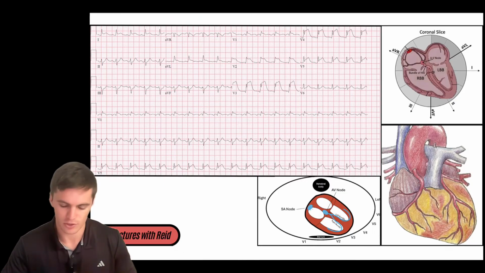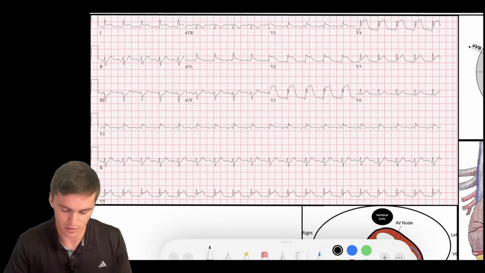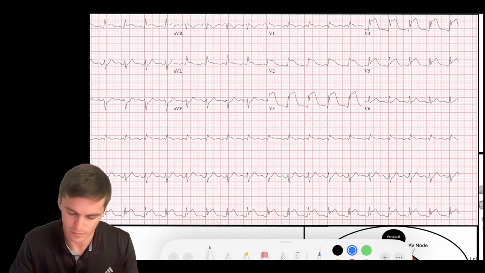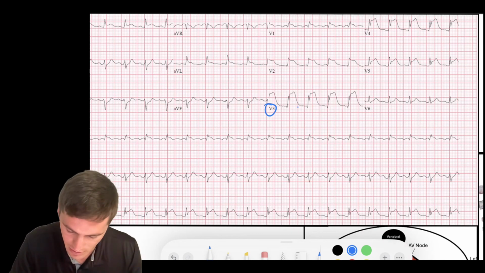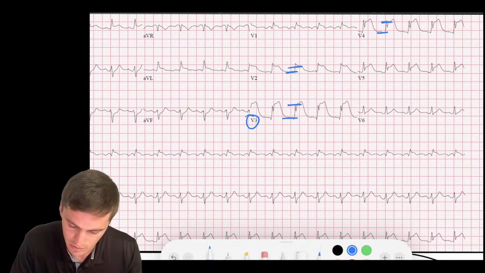Now we're going to change coronary arteries. So now we're going to look here, and we zoom in, we see the most ST segment elevation where? We see ST segment elevation V3. Here's our baseline. That's our ST segment. We see ST segment elevation in V2. We see it to a pretty good amount in V4, and then to a lesser degree in V5.